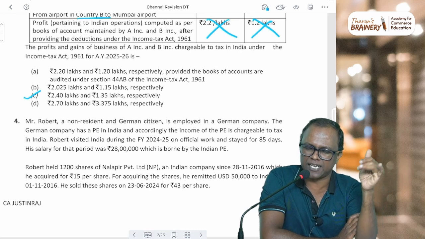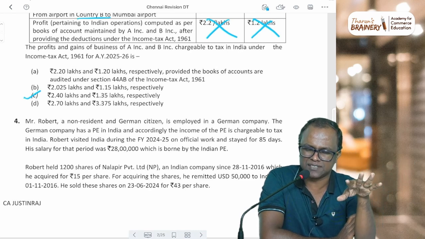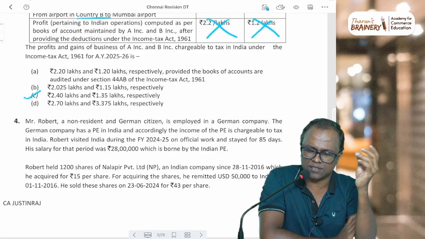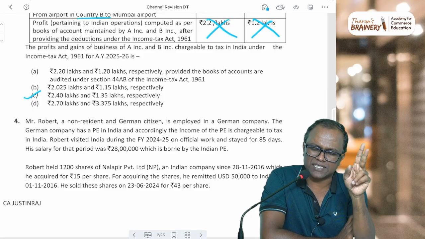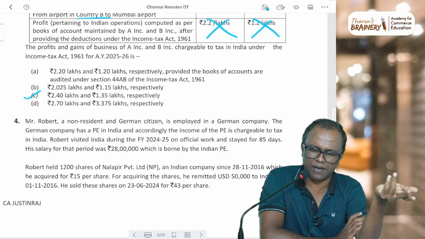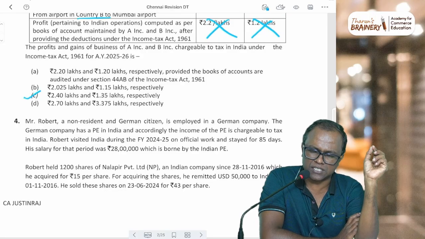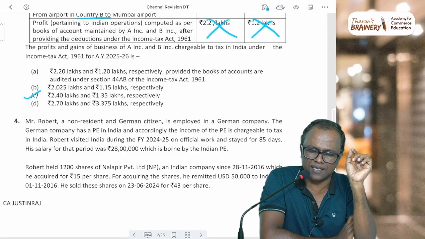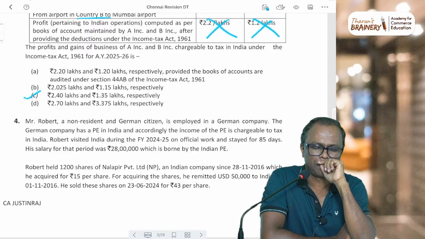The technical expert came to India, stayed here for 2 months, and he completed the technical work and returned. His 2 months salary may be paid in India or may be paid outside India. But as per section 9(1)(ii), if service is rendered in India, salary is deemed to accrue or arise in India, so it is Indian income.